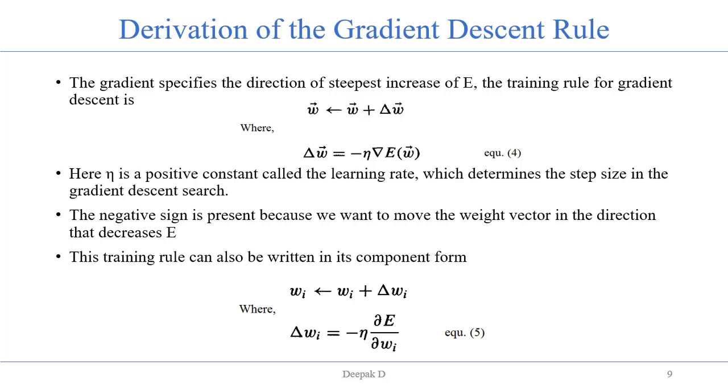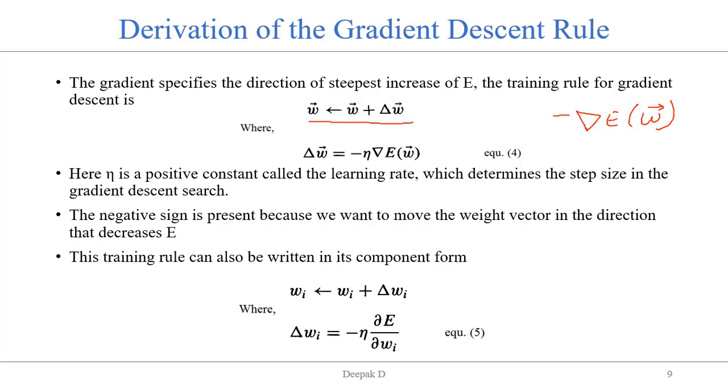For example, we have already seen in the diagram that the arrows show the negated gradient, which is represented in the form of minus delta E of the vector of weights, for a particular point in the W0 and W1 plane. So since the gradient specifies the direction of steepest increase of E, the training rule for gradient descent is denoted in this form.